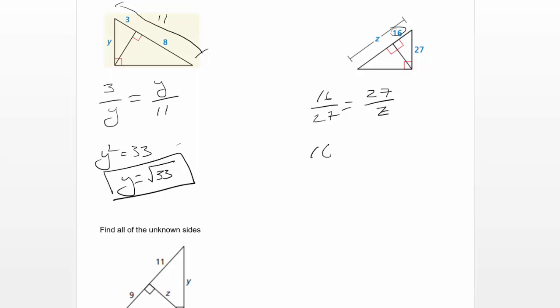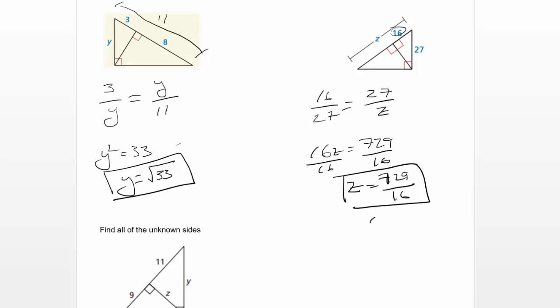Or cross multiply, you get 16z is equal to 27 times 27, which according to my calculator is 729. So I get z by itself by dividing by 16. I get z is equal to, well, 729 over 16, which is the exact answer. On my calculator, that's about this kind of not great decimal, 45.5625. I think this exact answer is fine enough.